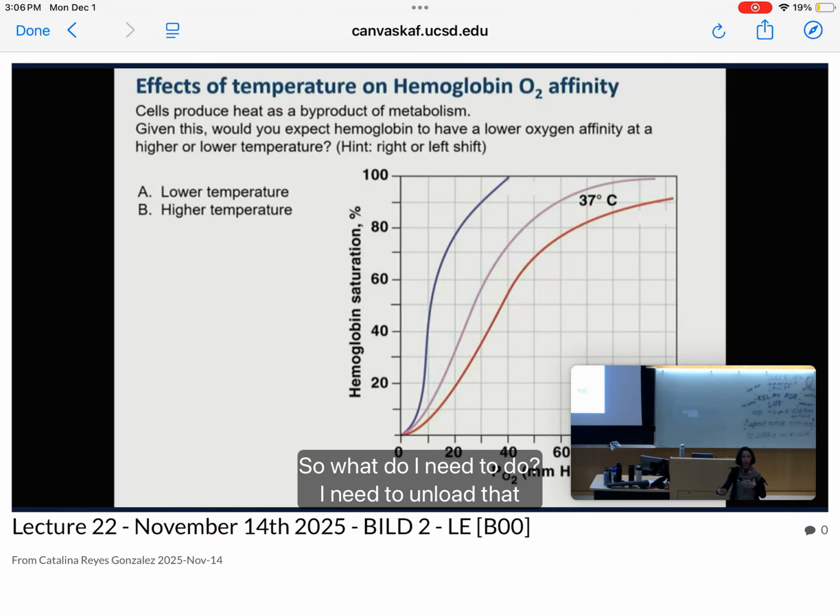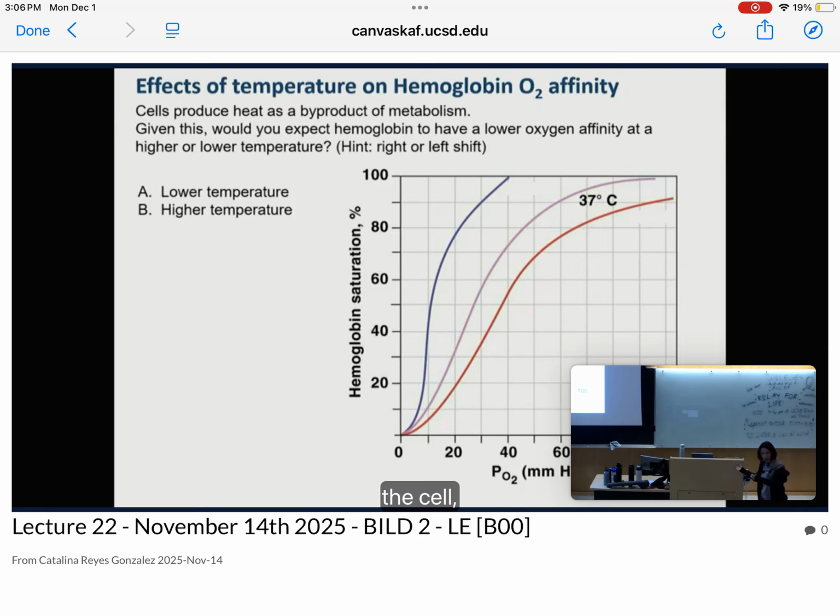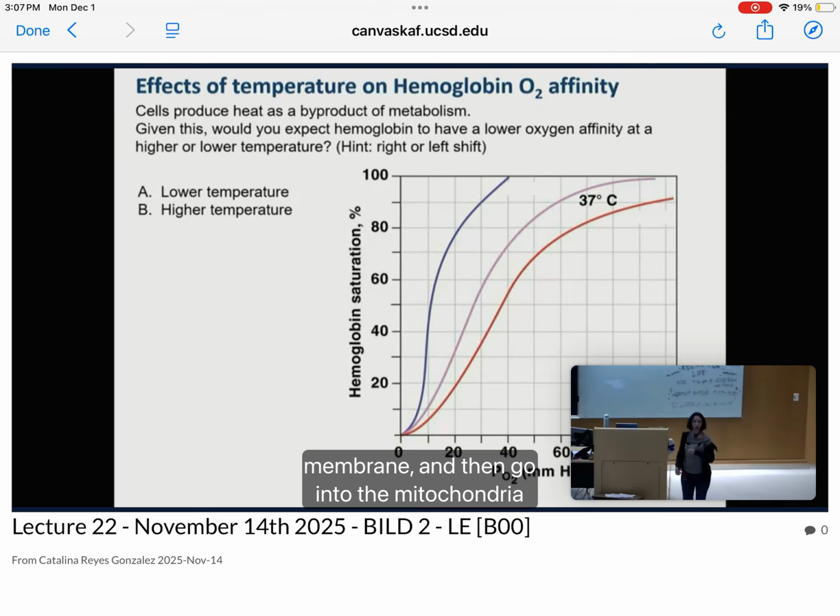So what do I need to do? I need to unload that oxygen. I need to open my doors, let the oxygen out to that street, which will be the tissue capillary blood, right? And now they contribute to a partial pressure of oxygen. They diffuse down their partial pressure into the cell, cross the capillary wall, cross the cell membrane, and then go into the mitochondria where it's used.